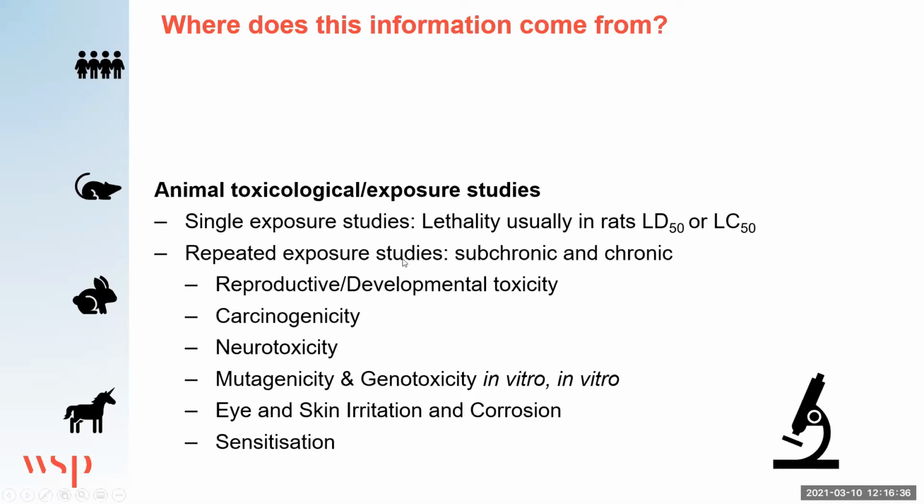Then there's also repeated exposure studies, and that speaks for itself. The animals and groups of animals are repeatedly exposed over a certain amount of time, usually subchronic or chronic. Subchronic usually means around 90 days or 13 weeks. And chronic is usually longer than 3 months, but that can depend on the species. And these are some of the toxicity outcomes that will be measured or looked at. We'll delve into these a bit further on.